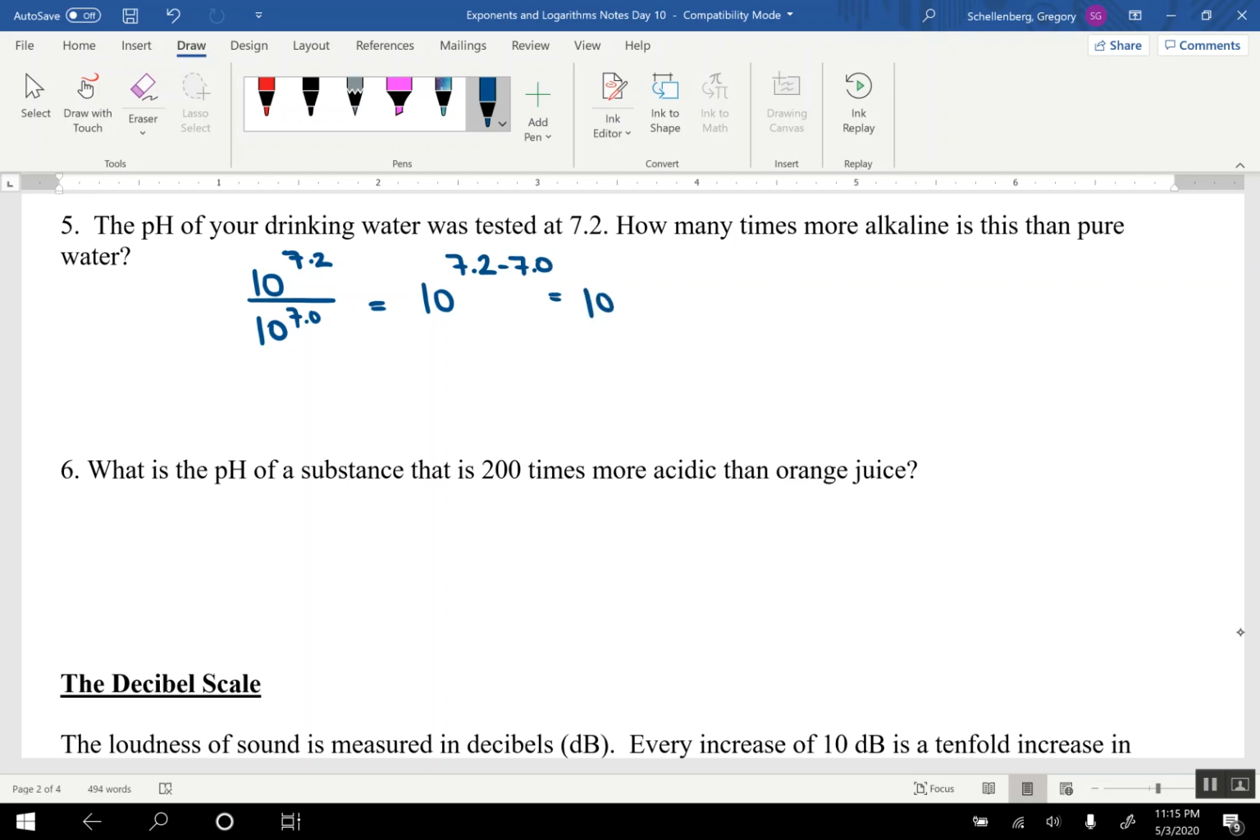10 to the power of 0.2, which is 1.59. And what that represents is that the drinking water that had a pH of 7.2 is 1.59 times more alkaline than pure drinking water.